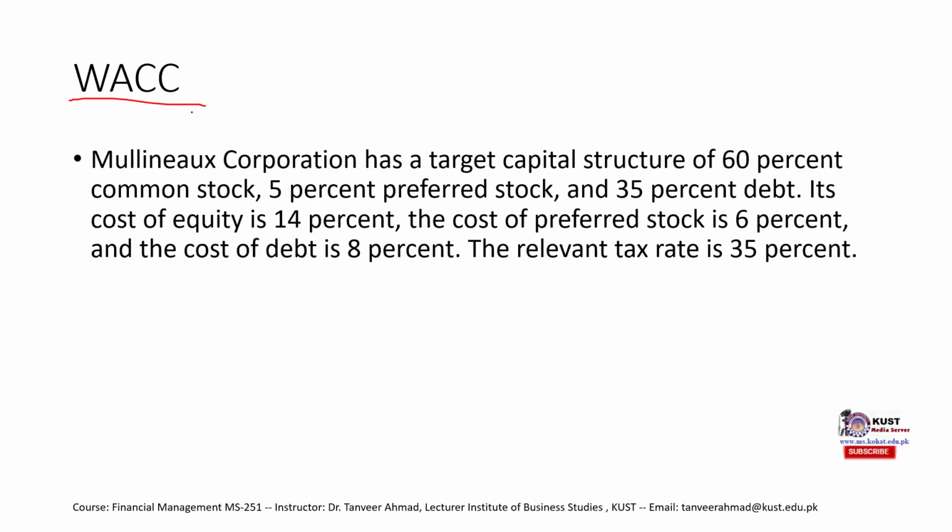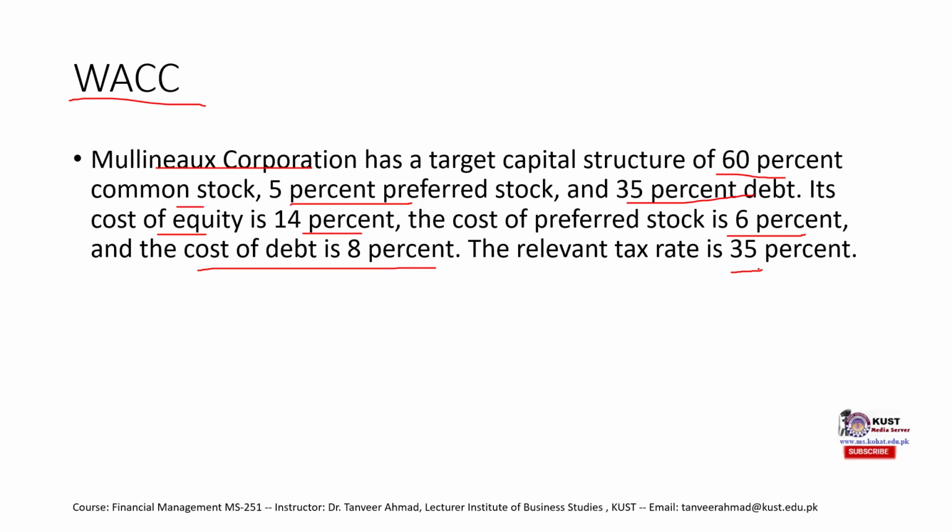So we move towards the WACC. How do we find WACC? So let's take this example. This ABC Corporation has a target capital structure of 60% common stock, 5% preferred stock and 35% debt. Its cost of equity is 14%, cost of preferred stock is 6% and cost of debt is 8%. The relevant tax rate is 35%.